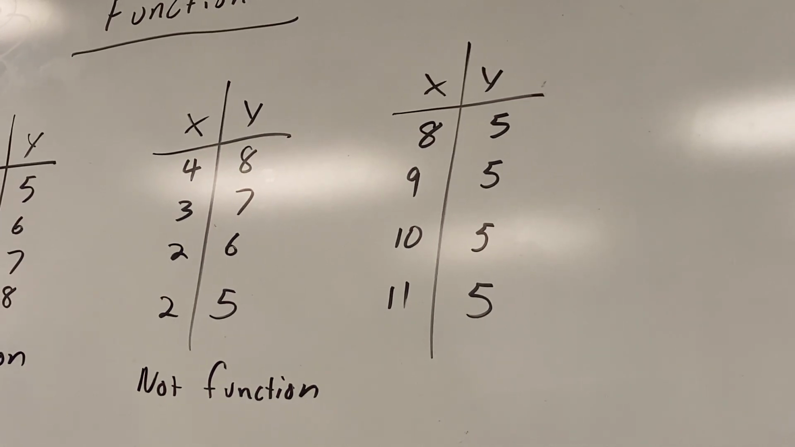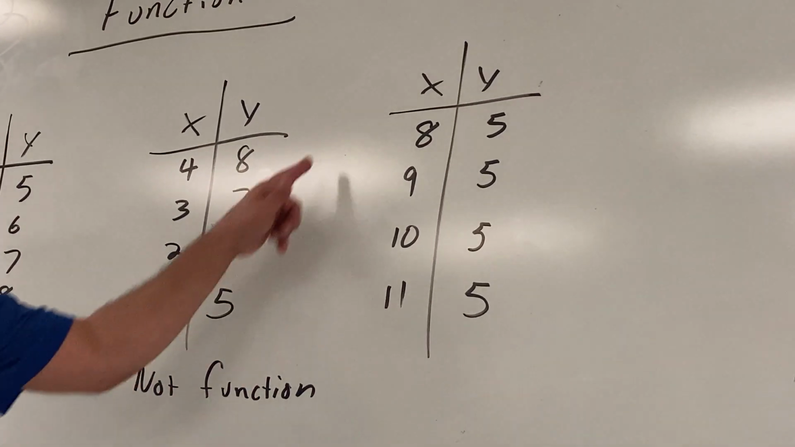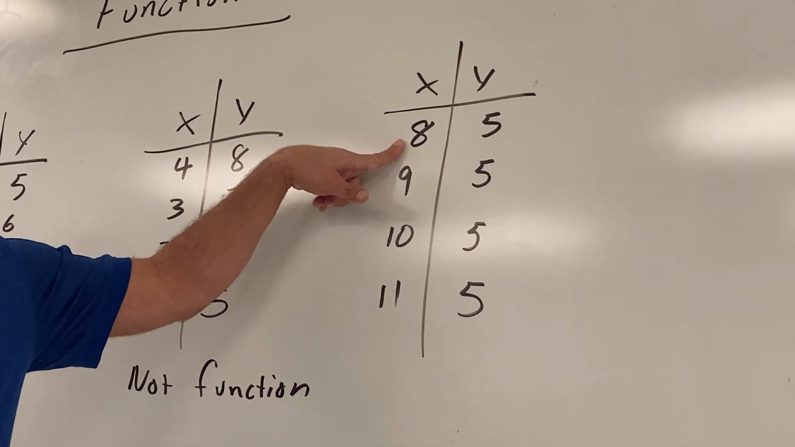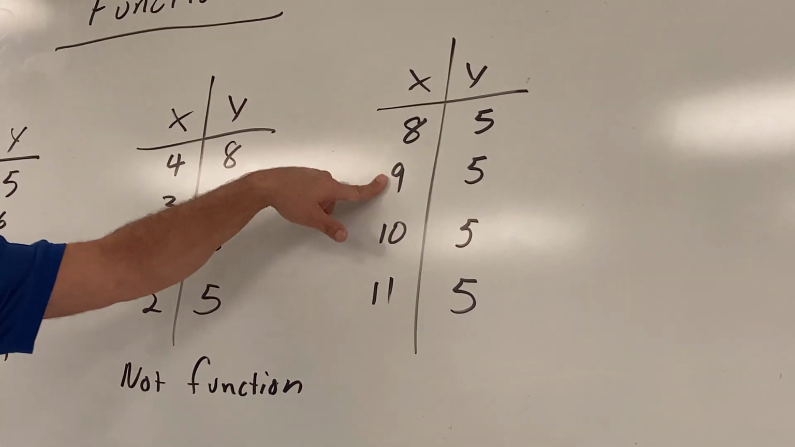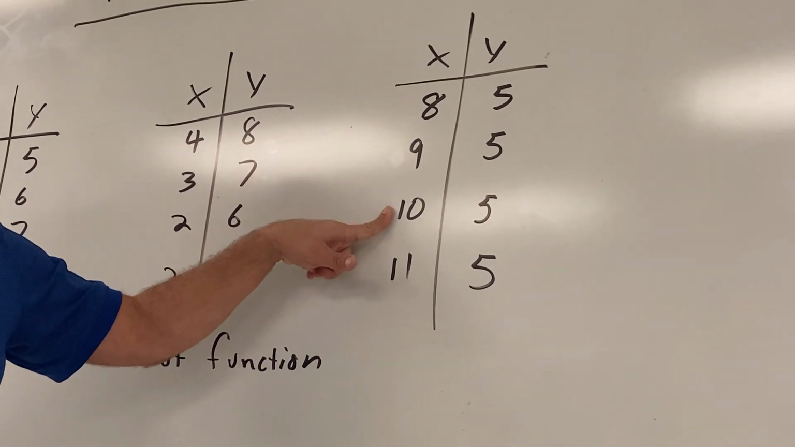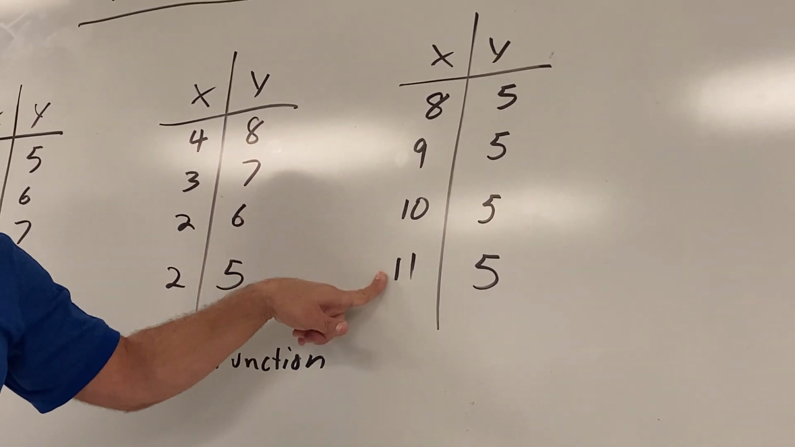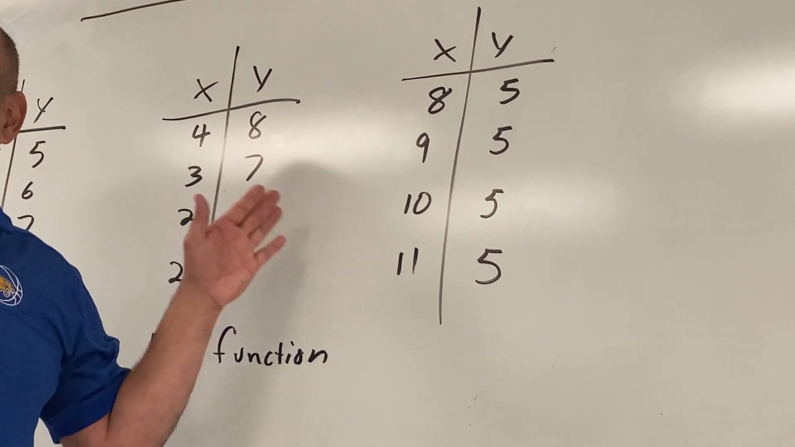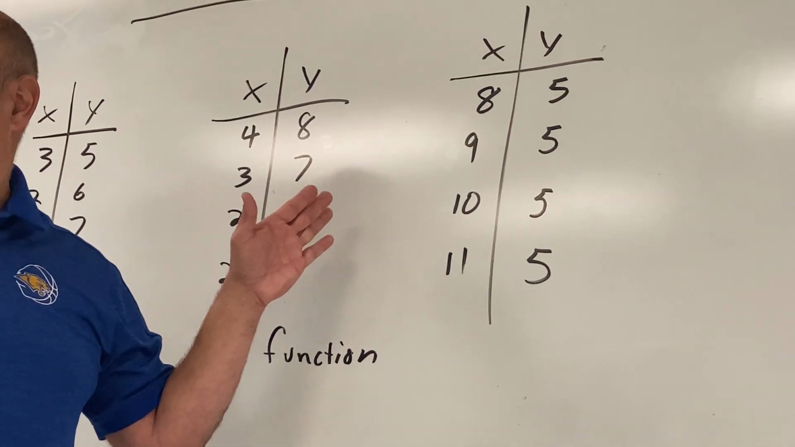Okay. Who's girl number 8's boyfriend? 5. Does 8 have any other boyfriends? No. So she's not cheating. Who's 9's boyfriend? 5. Is she cheating? No. How about 10? Is she cheating? No. How about 11? Is she cheating? No. Are any of the girls cheating? No.